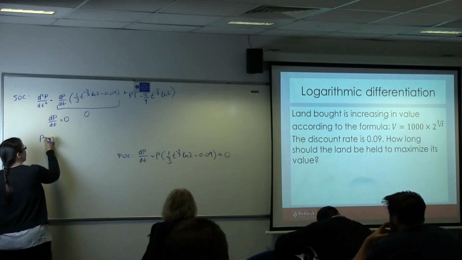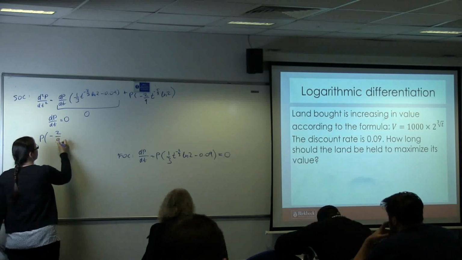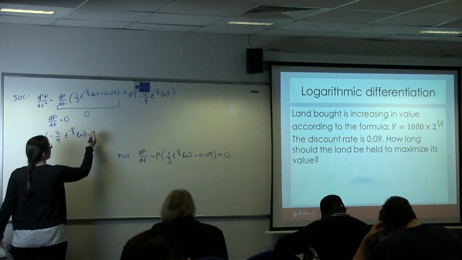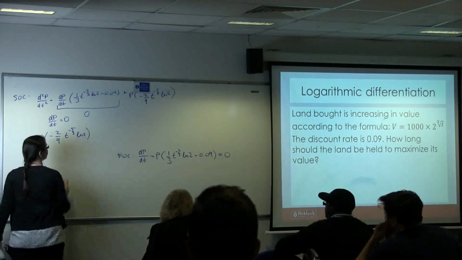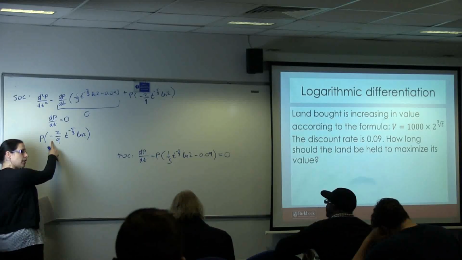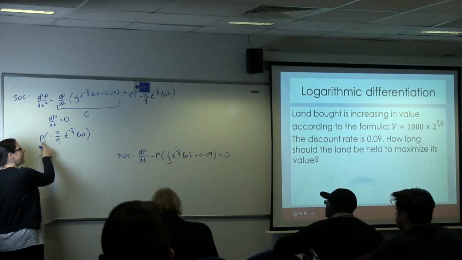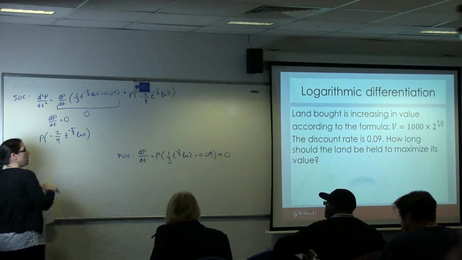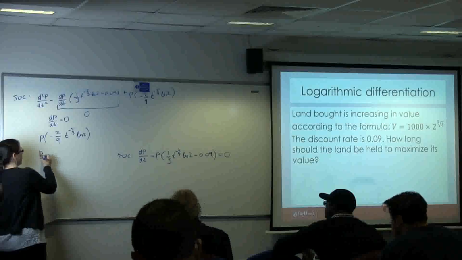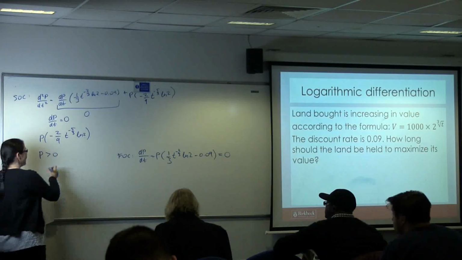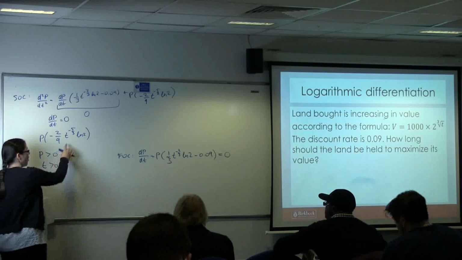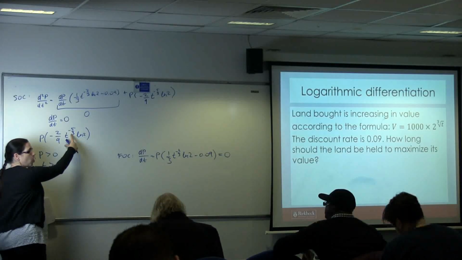So what I need to see is this. And I need to see if this is positive or negative. Okay? There's a big fat negative sign in here. The only thing I need to think about, is there anything in the expression that would be negative and would switch the sign? Well, P is positive, that's for sure. T is positive, because time can't ever be negative. Okay? And a positive number raised to any power whatsoever is always positive.